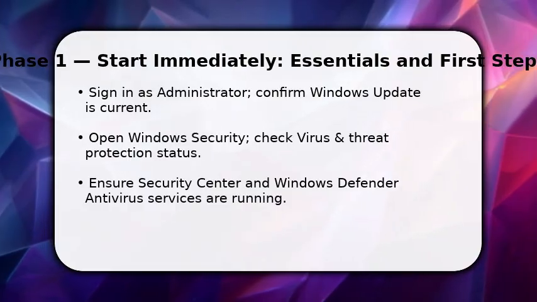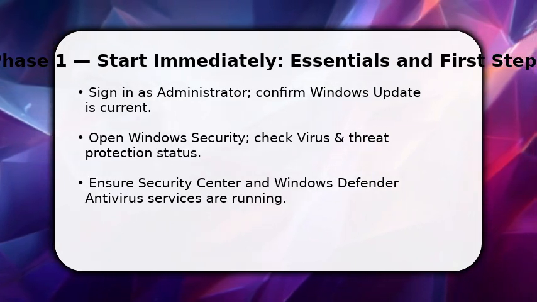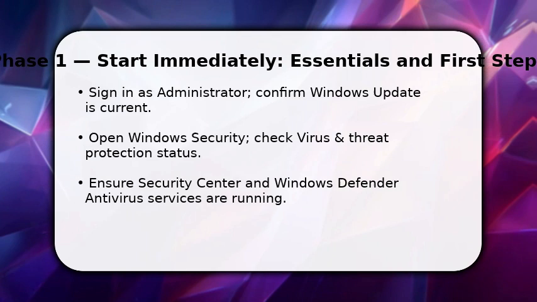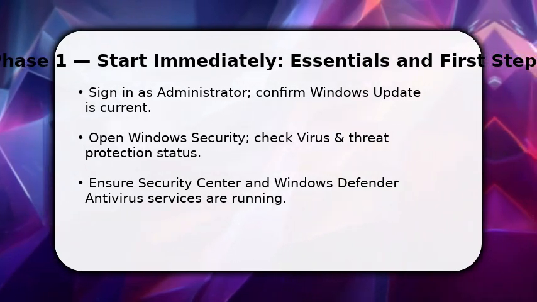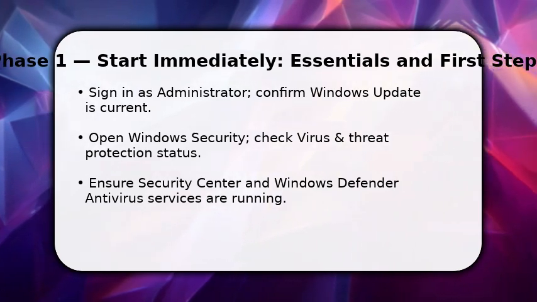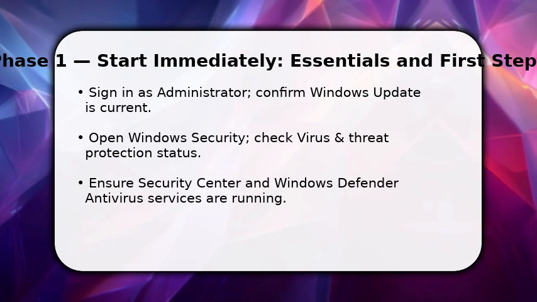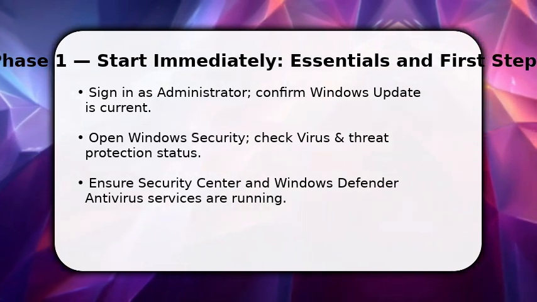You start by making sure you have admin access, because many repairs require elevated rights. Once signed in, open Settings > Update and Security and install all pending updates so Defender has the newest definitions. Next, launch Windows Security and look at virus and threat protection. If it's off, enable real-time protection.